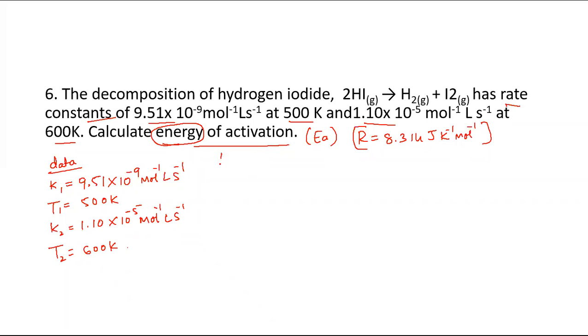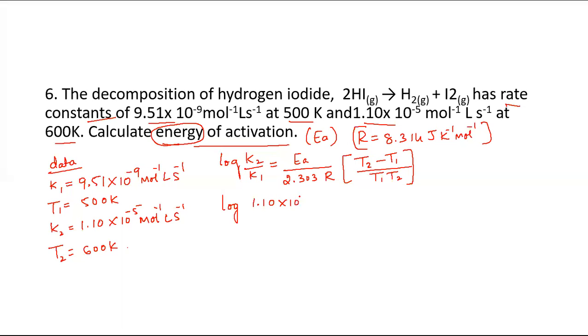So let us substitute this in the formula. The formula is log K2 by K1 is equal to EA divided by 2.303 into R into T2 minus T1 divided by T1 into T2. So this was the formula, right? Let us substitute the values here. What is K2? K2 is 1.10 into 10 to the power of minus 5, divided by K1, which is 9.51 into 10 to the power of minus 9.